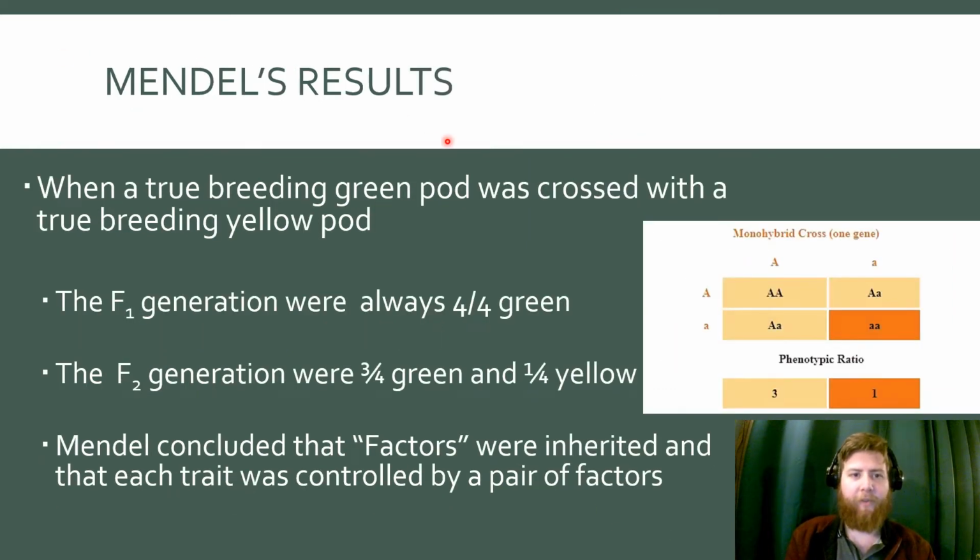So Mendel's results. When a true breeding green was crossed with a true breeding yellow, the F1 was always 4 out of 4 green, or in our example, 4 out of 4 purple flowers. The F2 were 3 out of 4 green and 1 out of 4 yellow. And this 3-to-1 ratio that we see is very, very typical of Mendelian genetics. So what Mendel concluded is that the factors were inherited and that each trait was composed of a pair of factors.